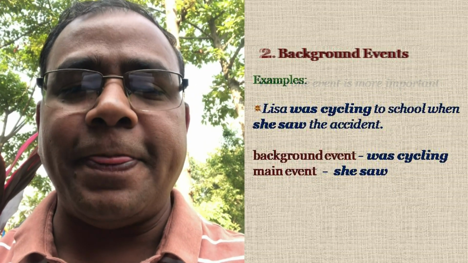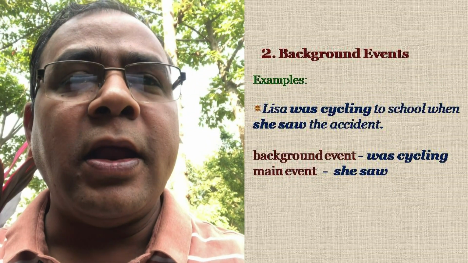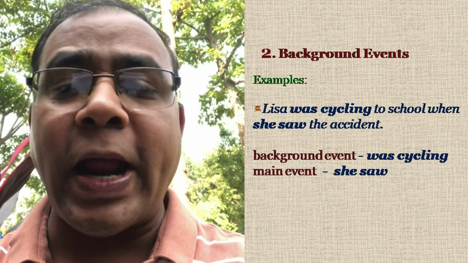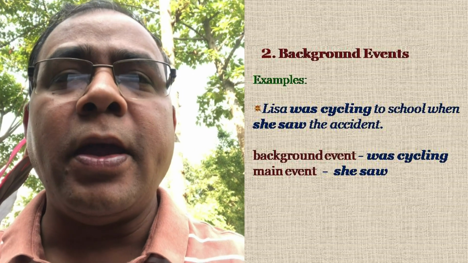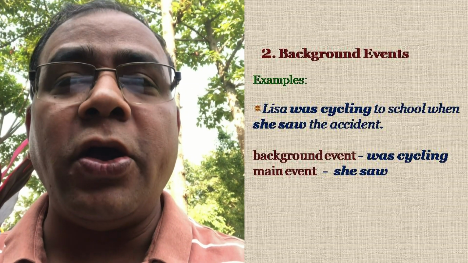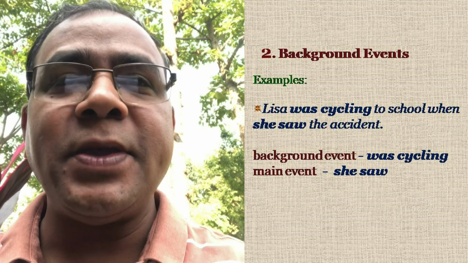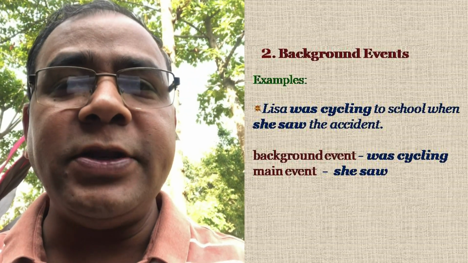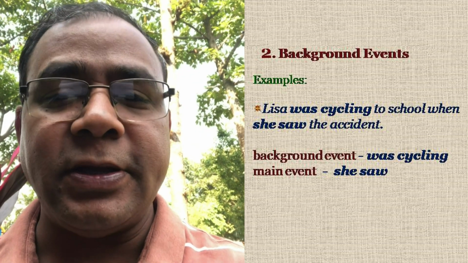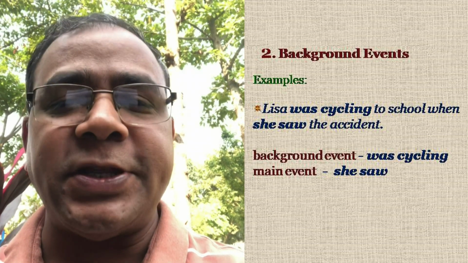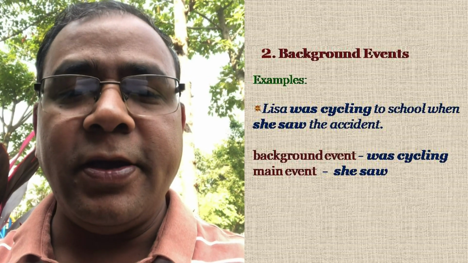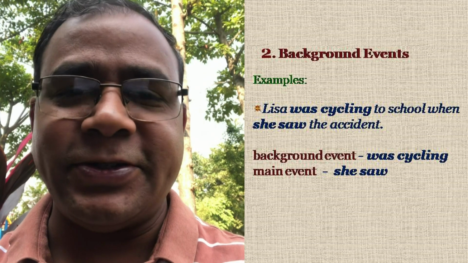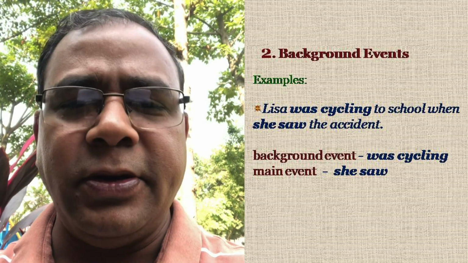Let's see one example. The background event: Lisa was cycling to school. Was cycling. So what happened at that time? Then she saw the accident. See, Lisa was cycling to the school, that is the background. Then she saw the accident. That is the main event. She was cycling when she saw the accident. Okay? It's a very, very good example.